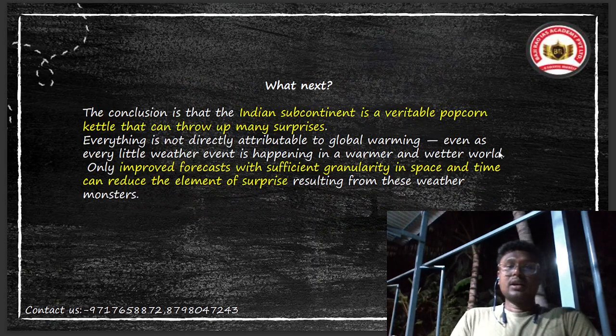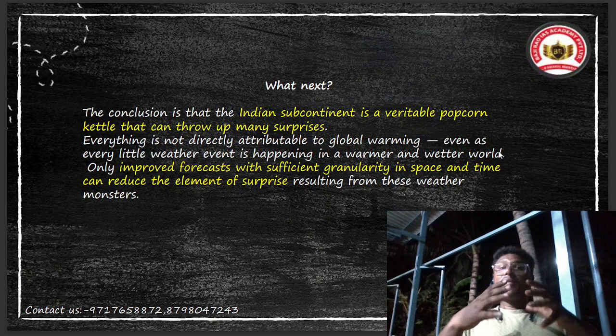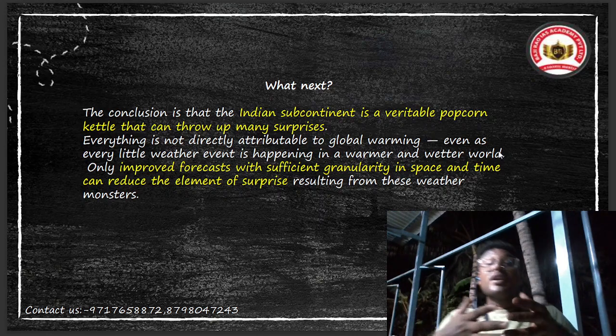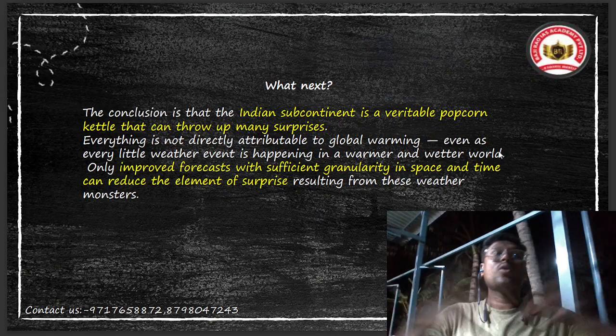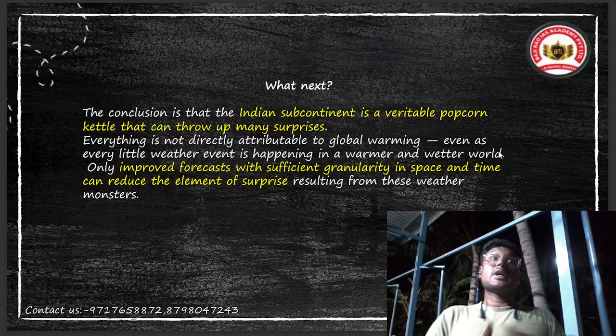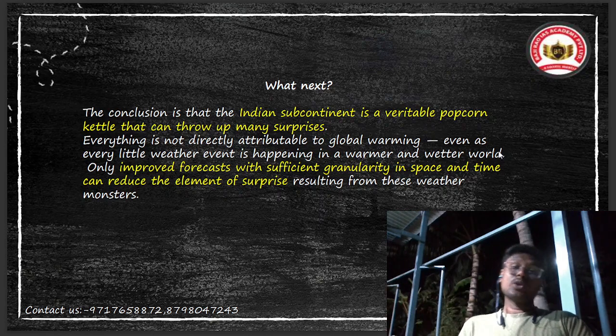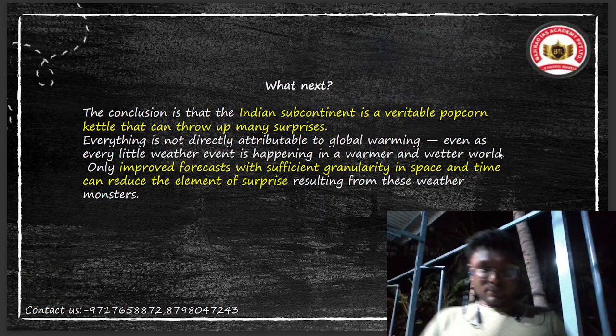Actually, it is very difficult to understand the monsoon, guys, because our Indian subcontinent is like a veritable popcorn kettle. It always gives surprises to weather reporters and geographers, because it is very difficult to predict the weather pattern in the Indian subcontinent. Due to geographical reasons, the formation and movement of intertropical convergence zones, the direction of monsoon, and the formation of cyclones, all these factors make it complicated to understand this subcontinent. So we can say it is like a popcorn kettle. It gives many surprises.